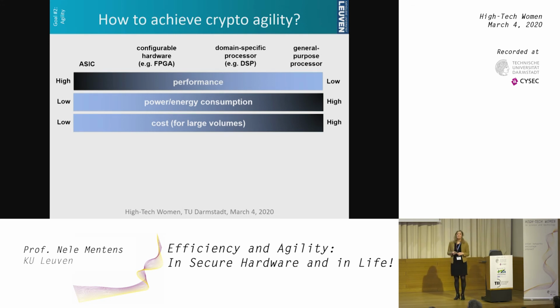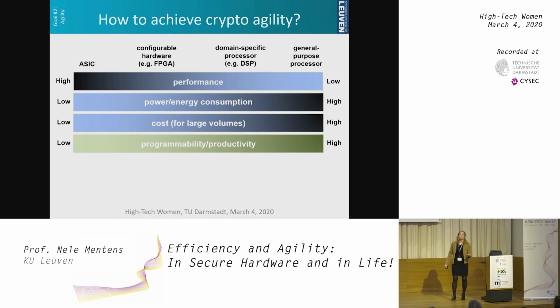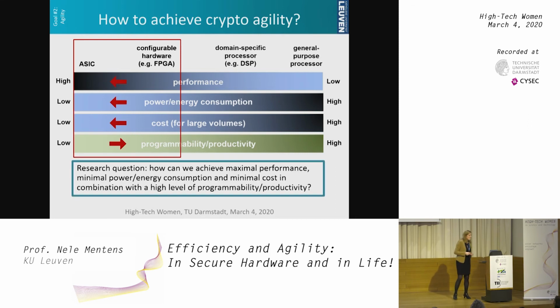So how can we achieve crypto agility? If we look back at this overview, then we can add another dimension, and that's programmability. So a system that's programmable, we can update, of course, and upgrade. Productivity is also important because a designer or an engineer needs to be able to come up with new implementations to put on the system. So what we actually want is a system that has maximum performance, minimum power energy consumption, minimal cost, but maximal programmability and productivity.